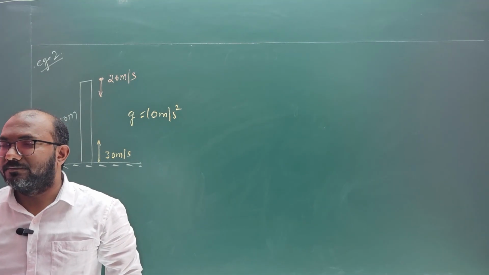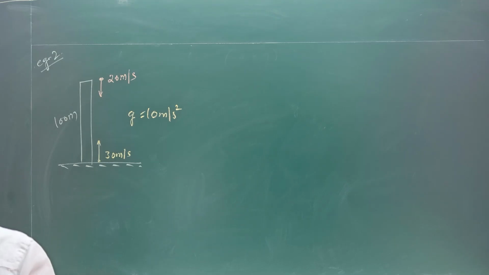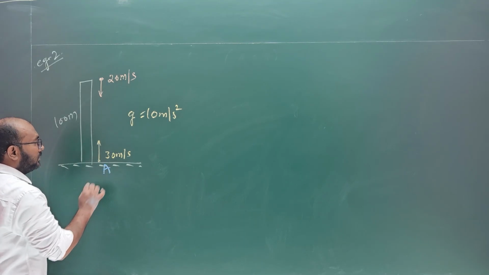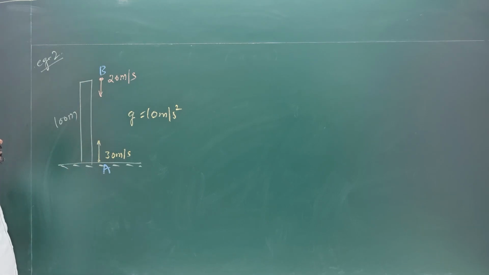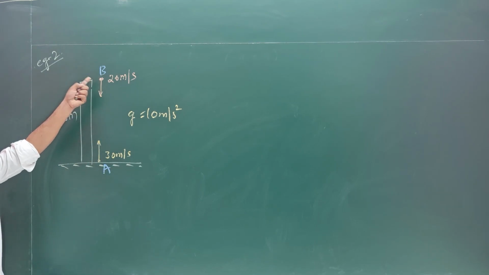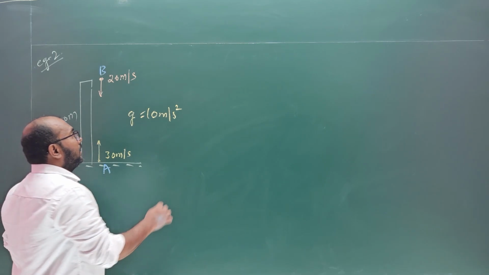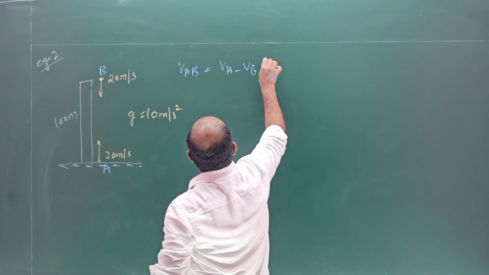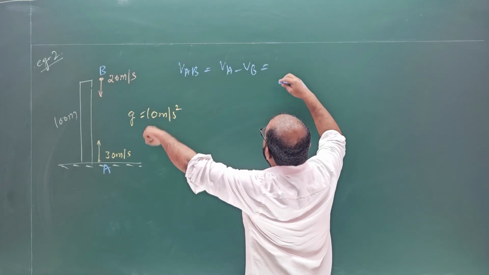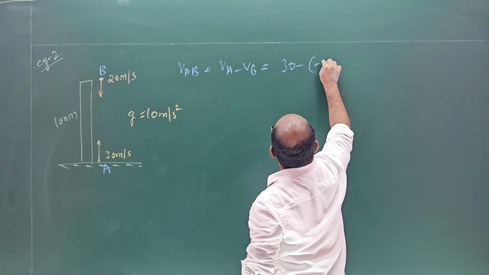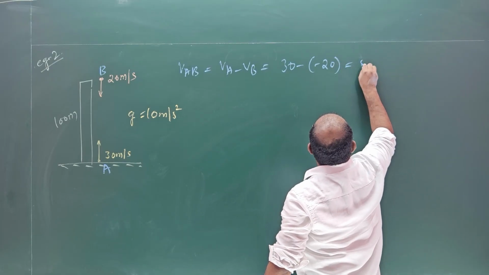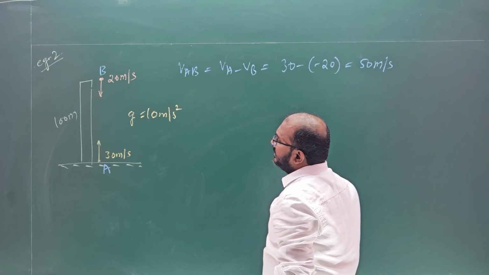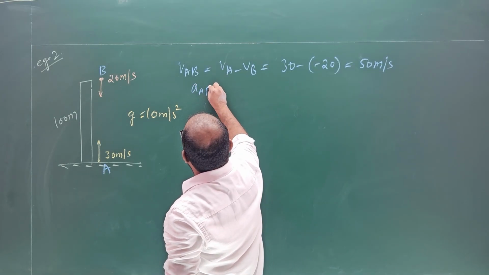Again, the same question. Okay, how many of you got the answer? Everyone got the answer? Let's consider this as A, this as B. You can take here B, you can take here A, your wish. Okay, let us find VAB. So VAB is nothing but VA minus VB, and that is VA is how much in the upward direction. So 30 minus of minus 20, that is what? 50 meter per second. Similarly, AAB, can I say 0?